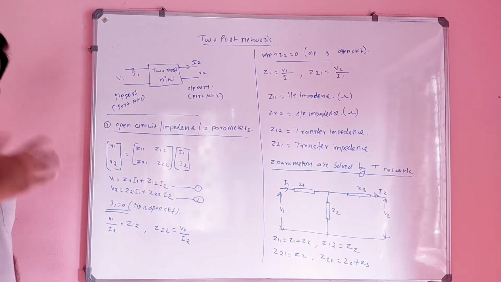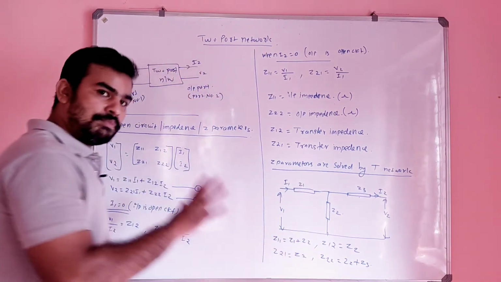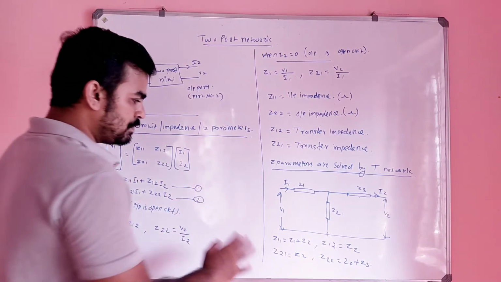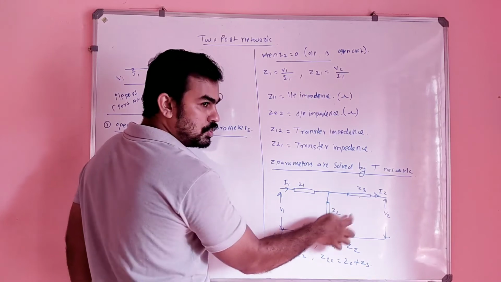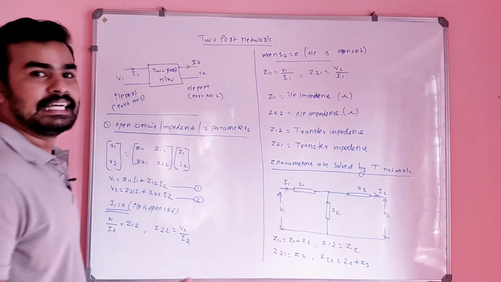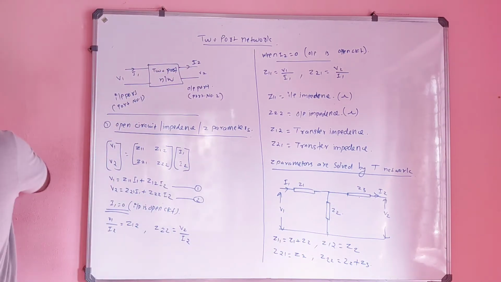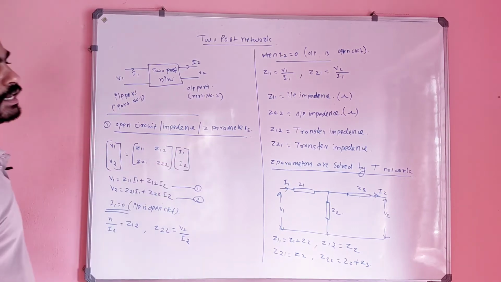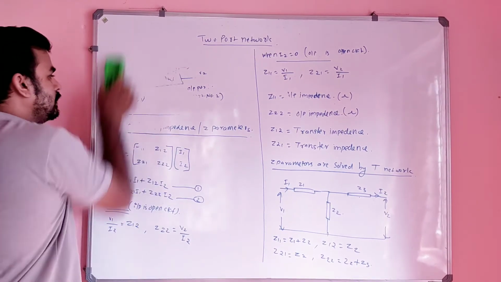By doing some problems it will be very much clear to you. Okay, don't worry. As of now please focus on this concept. Z11 is nothing but adding these two, Z22 is nothing but adding these two, Z12 and Z21 are nothing but the middle value, that means the Z2 value. That is the Z parameter of a T network.